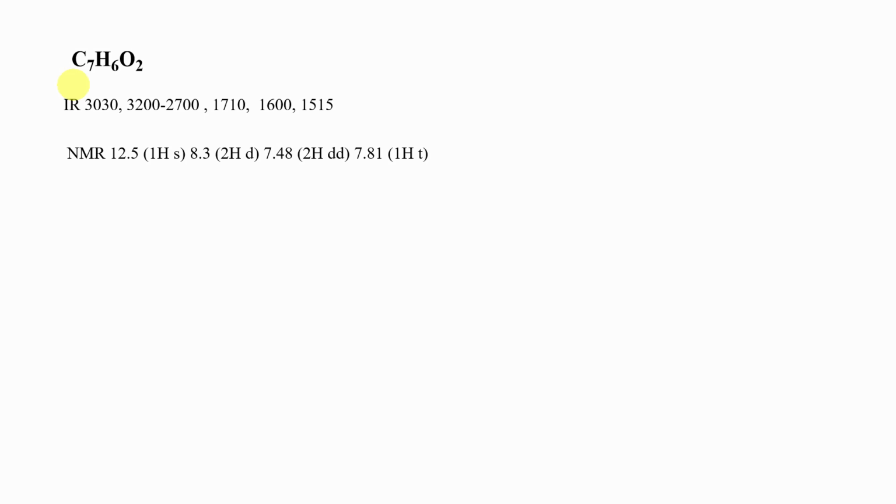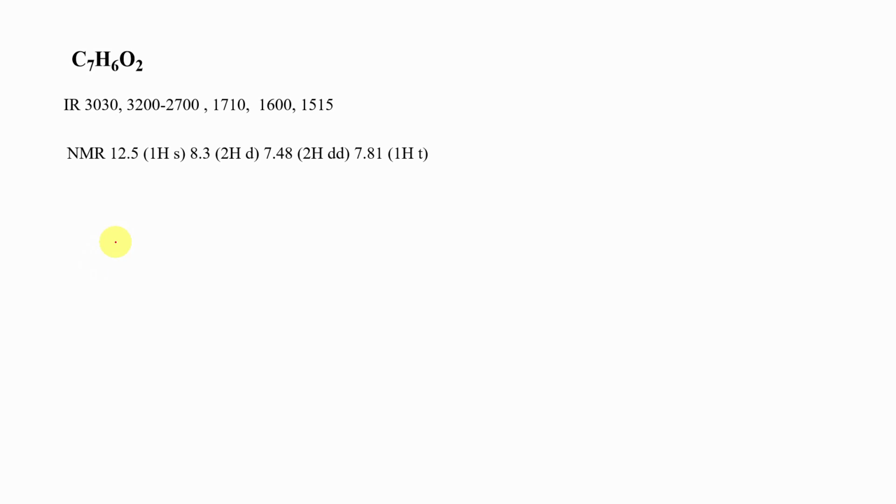Okay, let us discuss the next problem. Molecular formula C7H6O2. IR values are 3030, 3200 to 2700, which must be a broad band, then 1710, 1600, 1515 cm⁻¹. NMR values are 12.5, 1 hydrogen singlet; 8.3, 2 hydrogen doublet; 7.48, 2 hydrogen doublet of doublet; then 7.81, 1 hydrogen triplet.